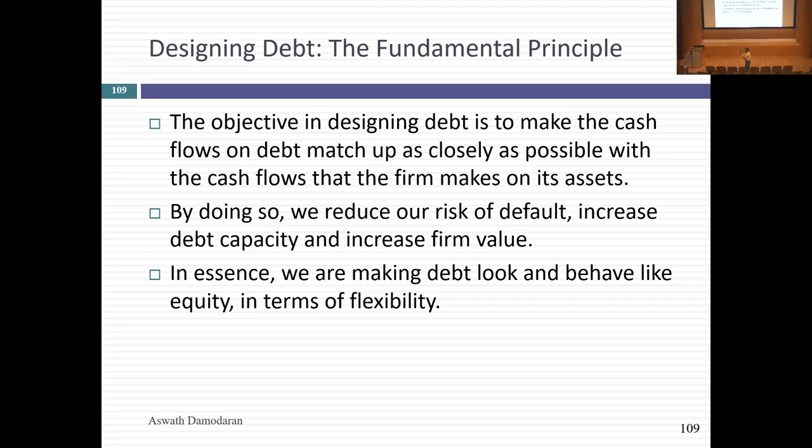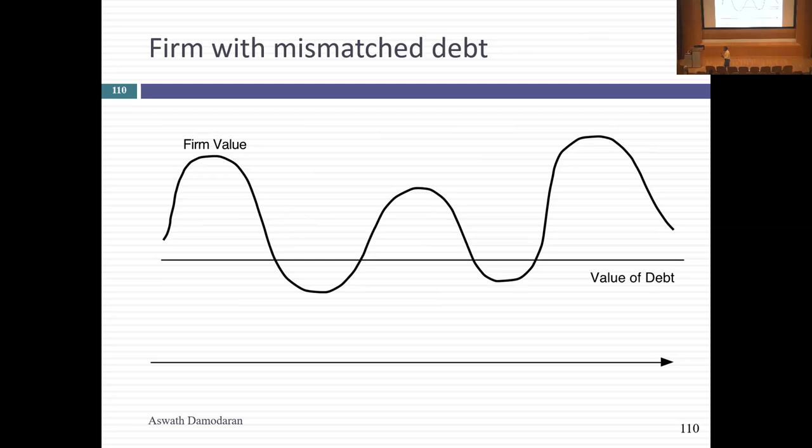Wouldn't it be great if you could create a security that combined those features? That you got the tax benefits of debt with the flexibility of equity. That's our dream when you design the perfect financing for a company. You want to design financing that behaves like equity around you. It's flexible, but gives you the tax benefits of debt. So I'm going to start by showing you the dangers of mismatching debt to assets. You saw that with Silicon Valley Bank, but you can see it with any company that mismatches.